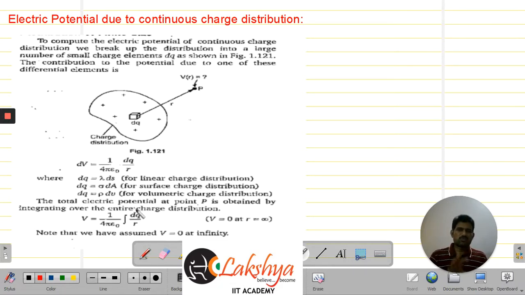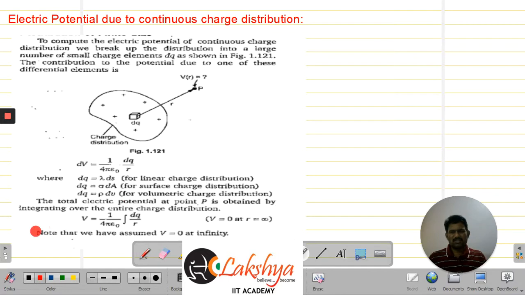So that is the general procedure to write the potential due to continuous charge distribution. We write the expression for a small element, and then by integrating it over the object, we get the total potential.